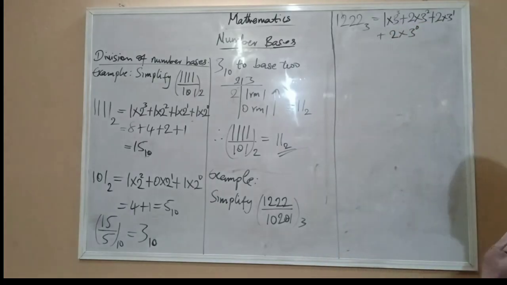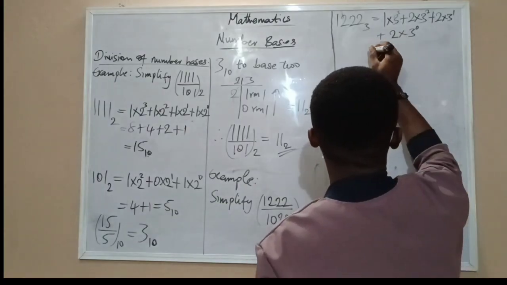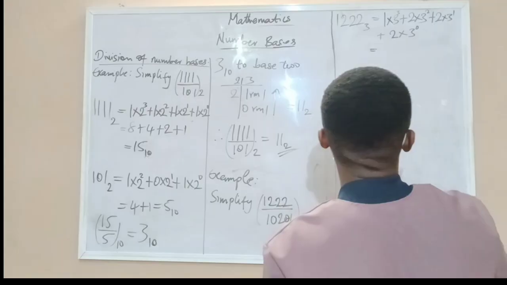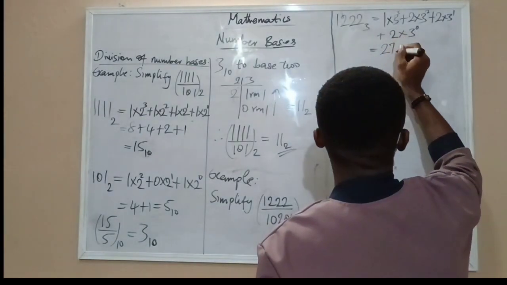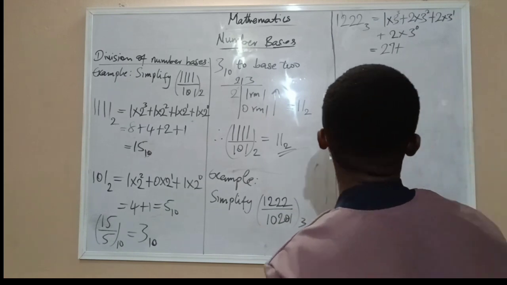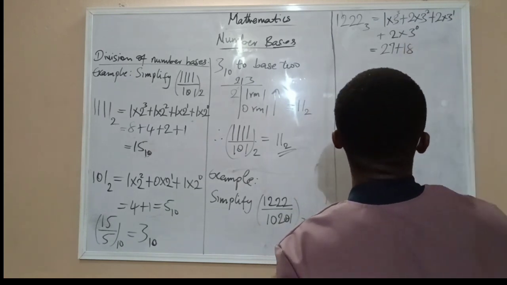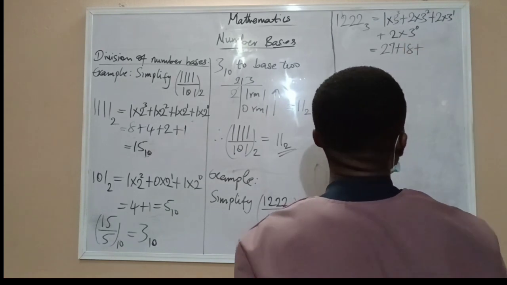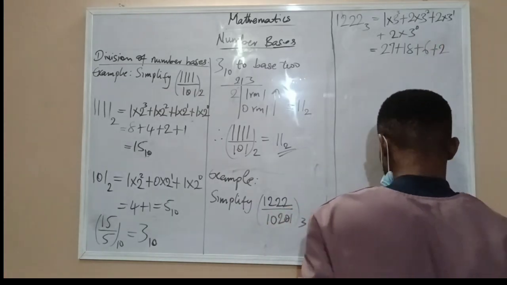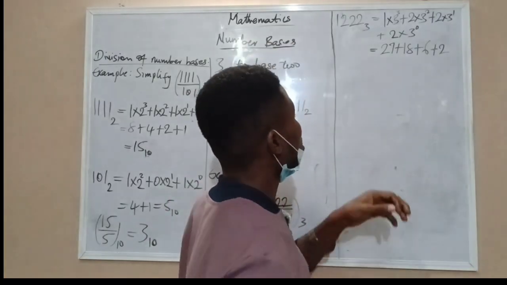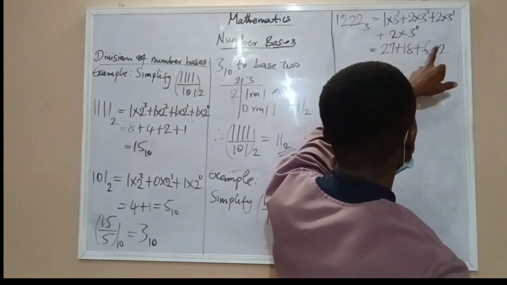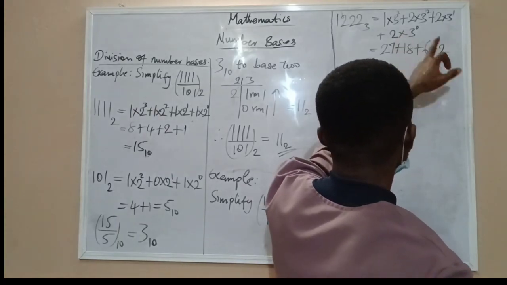plus 2 multiplied by 3 raised to power 0, right? And this is equal to 3 times 3, 9, 9 times 3, 27. 27 plus 3 times 3, 9, 9 times 2, 18. 18 plus 3 times 2, 6. Plus 2 times 1, 2, right? 27, 9, 18, 6, 2.